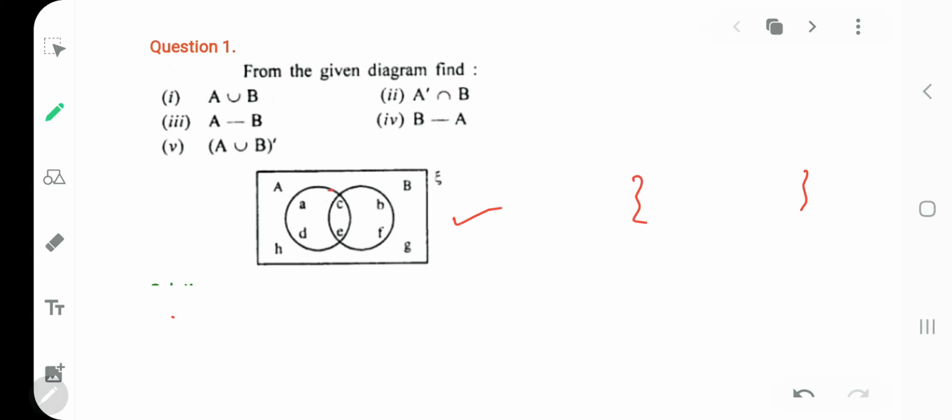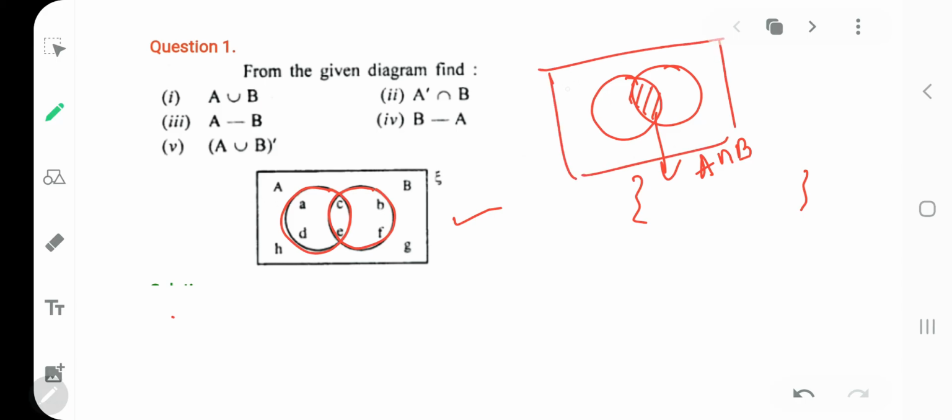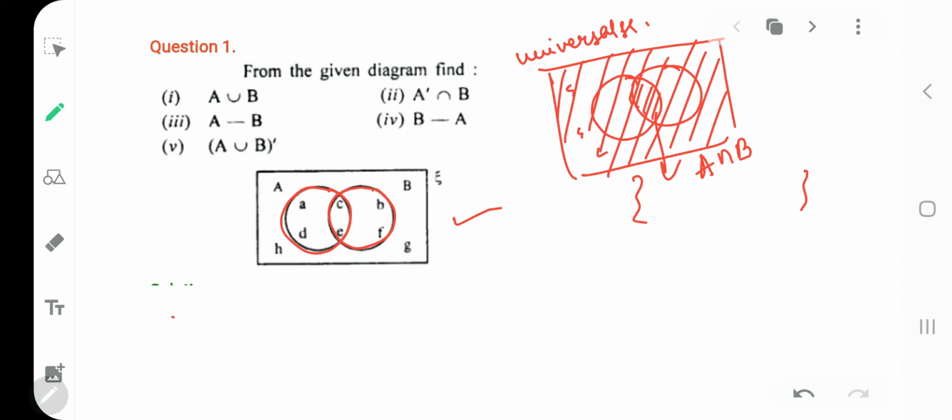If you notice here, this circle represents set A and this circle represents set B, and wherever the two circles intersect, this is called A intersection B. That means whatever is common in set A and set B is this part. Getting my point? And if there are some elements outside the circles, inside this rectangle, they all belong to the universal set. So the universal set is this rectangle, and everything inside it will be the elements of the universal set. Is that clear? In this problem, we will see first A union B.